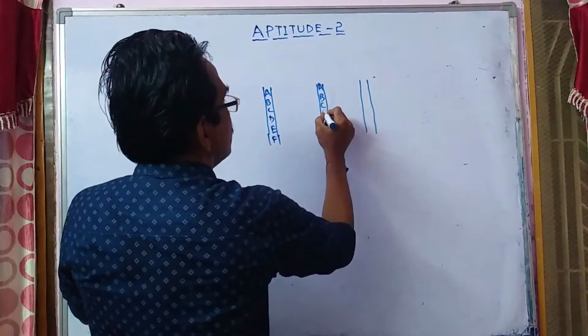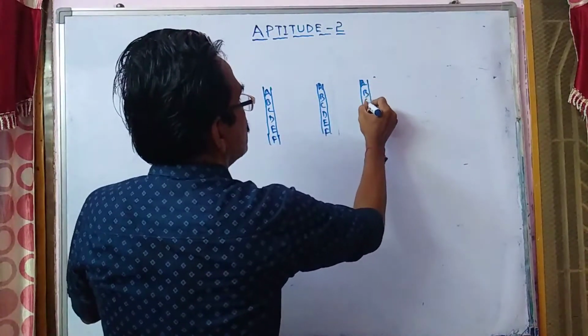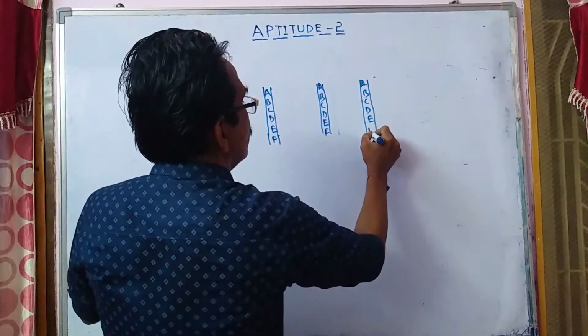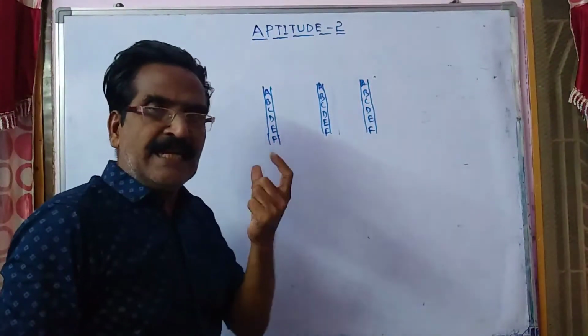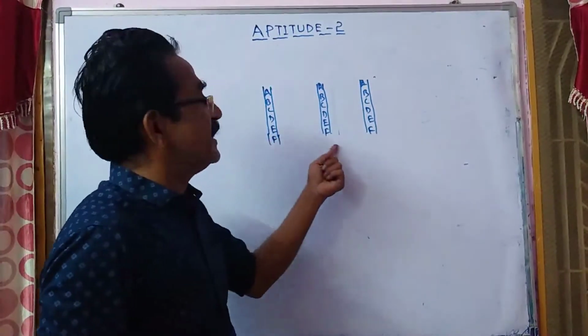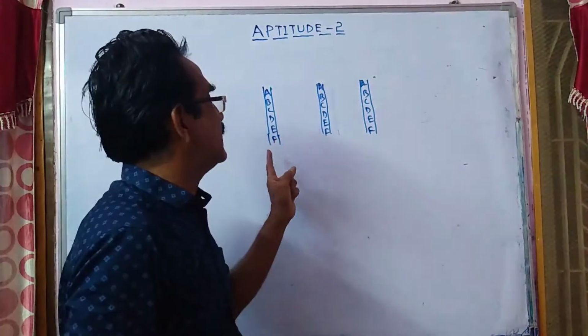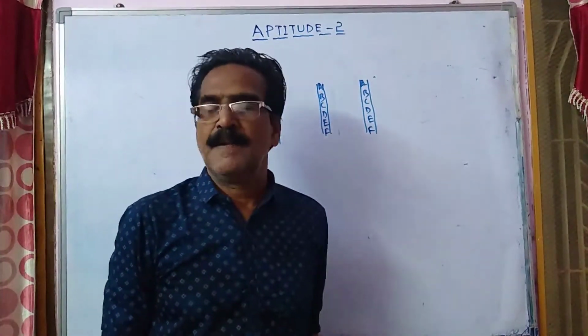A, B, C, D, E, F. So 3 letter rings. The lock has 3 rings. Each ring has 6 letters.